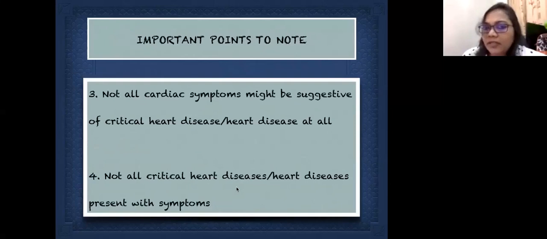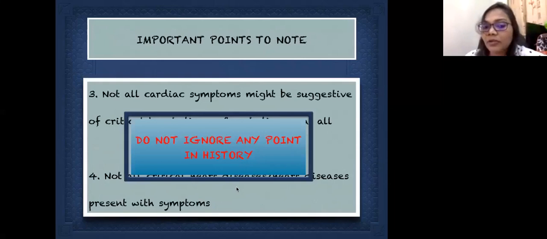The two important points to note when we do symptomatology in cardiac disease, more so in newborns and infants, is that not all cardiac symptoms might be suggestive of critical heart disease or heart disease at all. And not all critical heart disease or heart disease always presents with symptoms. It might be a very active underlying heart disease, but the patient could be asymptomatic. So these two can happen, and you have to keep this in mind. And most important, do not ignore any point in history. Sometimes you might know its importance only later in the course of your evaluation.